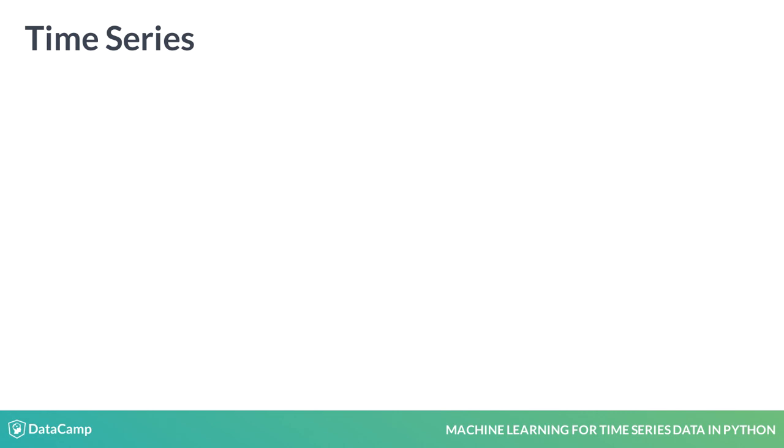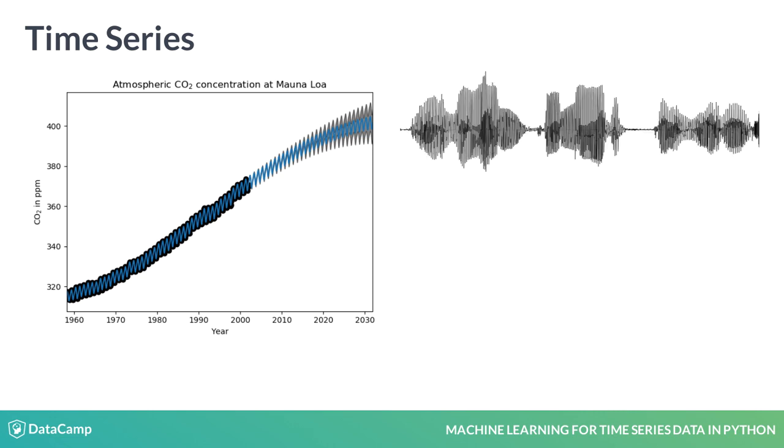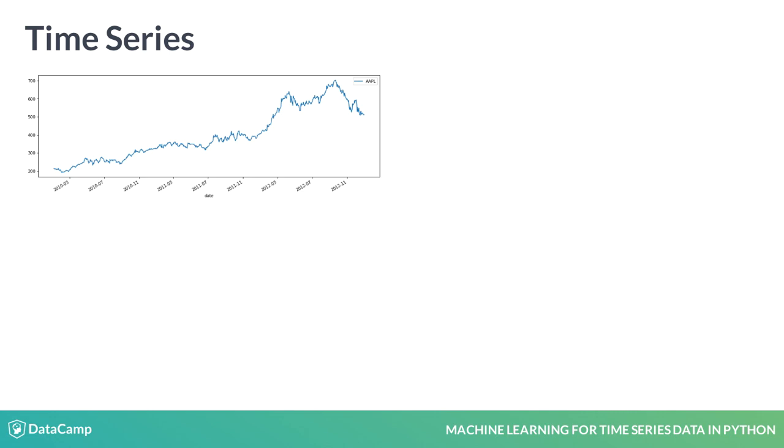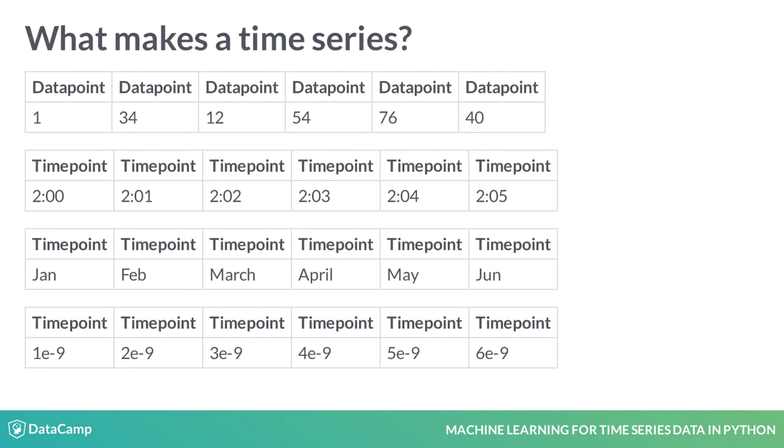Put simply, a time series means data that changes over time. This can take many different forms, such as atmospheric CO2 over time, the waveform of my voice as I am speaking, the fluctuation of a stock's value over the year, or demographic information about a city. Time series data consists of at least two things. 1. An array of numbers that represents the data itself. 2. Another array that contains a timestamp for each data point. The timestamps can include a wide range of time data, from months of the year to nanoseconds.